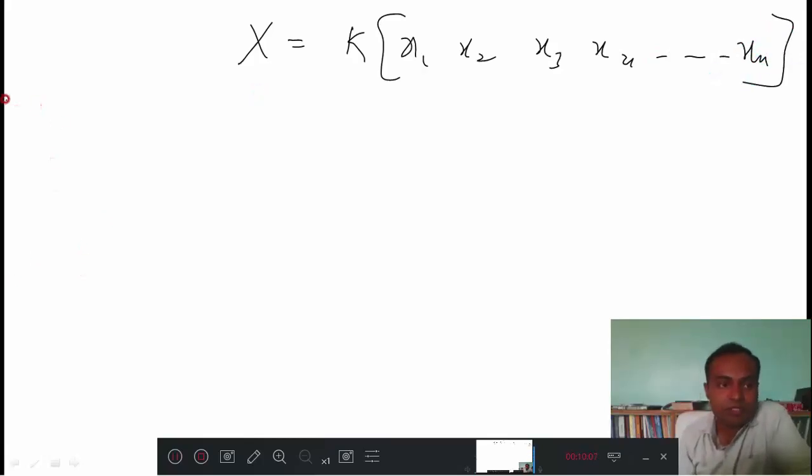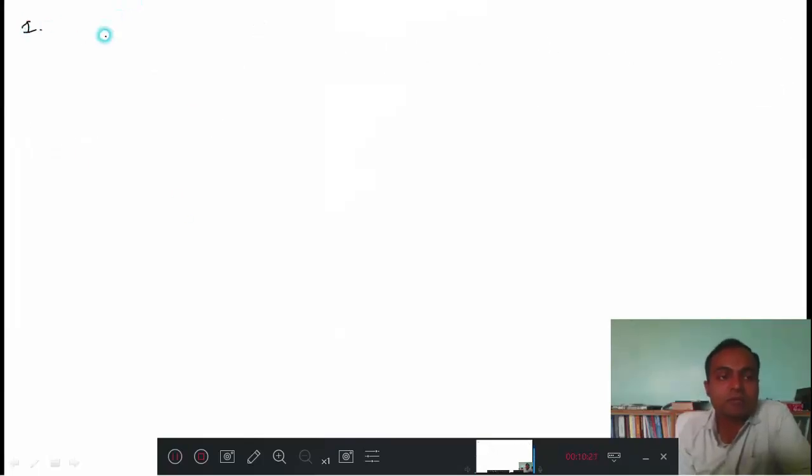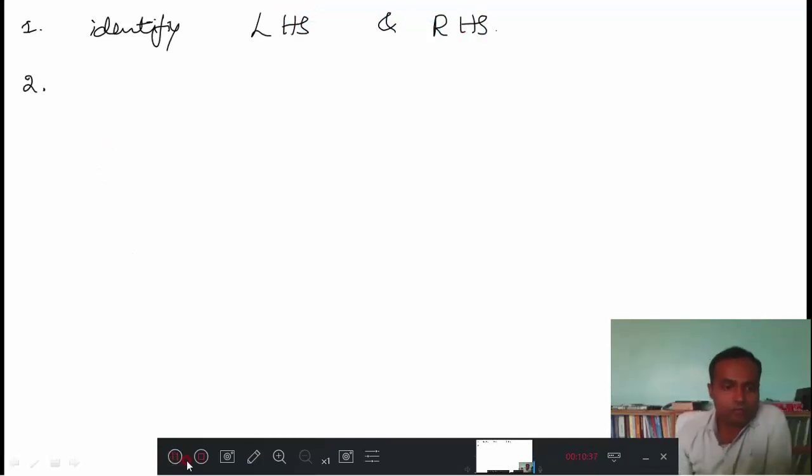Then what is the procedure to solve the problems of Rayleigh's method? The first step is to identify which is LHS and which is RHS. The first procedure of Rayleigh's method solution is to identify LHS and RHS. The second step: write all the dimensions of LHS and RHS parameters independently. You already know the fundamental parameters, so first write the LHS parameters and RHS parameters, all dimensions of LHS and RHS.